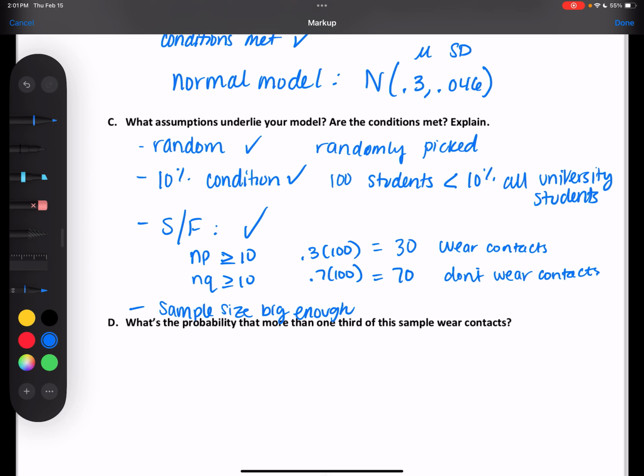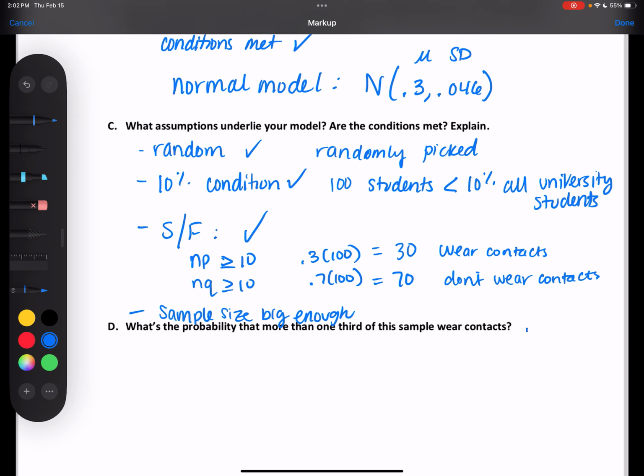Okay, let's go. What is the probability that more than 1/3 of this sample wear contacts? So what does that mean Y bar would be? 0.33. So Y bar is going to be 0.33 repeating, but I'm just going to call it 0.33. How did we know that? 1/3 of this sample. Oh, yeah.